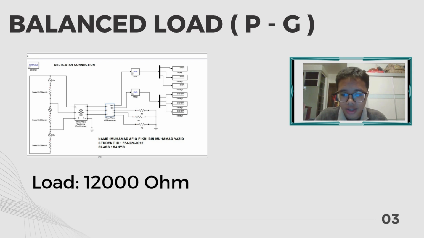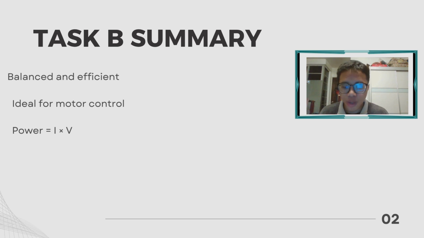Most importantly, the system maintained perfect symmetry. All three phases had identical current and voltage values, proving that this star-delta setup was correctly implemented and the load was balanced. So, what can we conclude from Task B? We learned that star-delta systems are ideal for applications requiring stable and efficient power. They help maintain balance in industrial settings and reduce current surge during motor startup. The power was calculated using the formula P equals I times V, which shows reliable energy flow throughout the system.